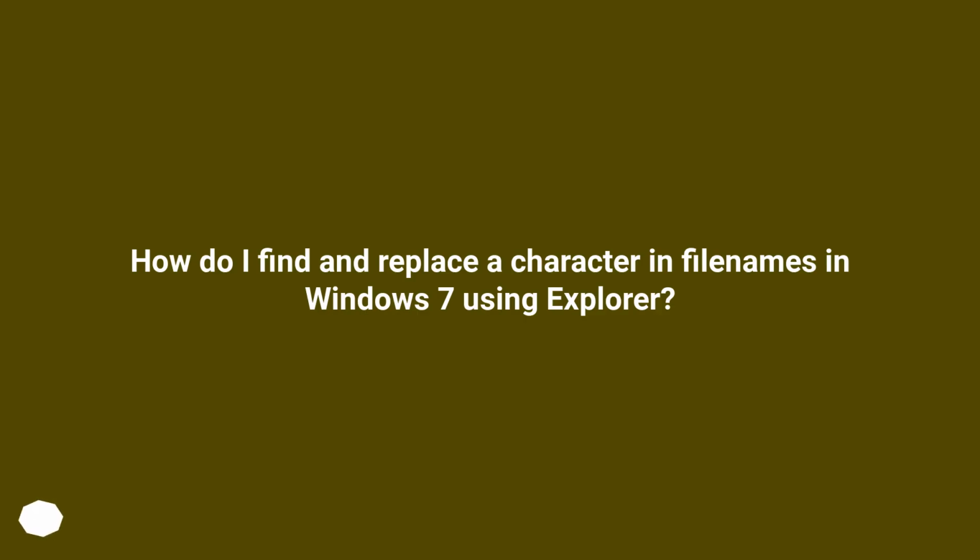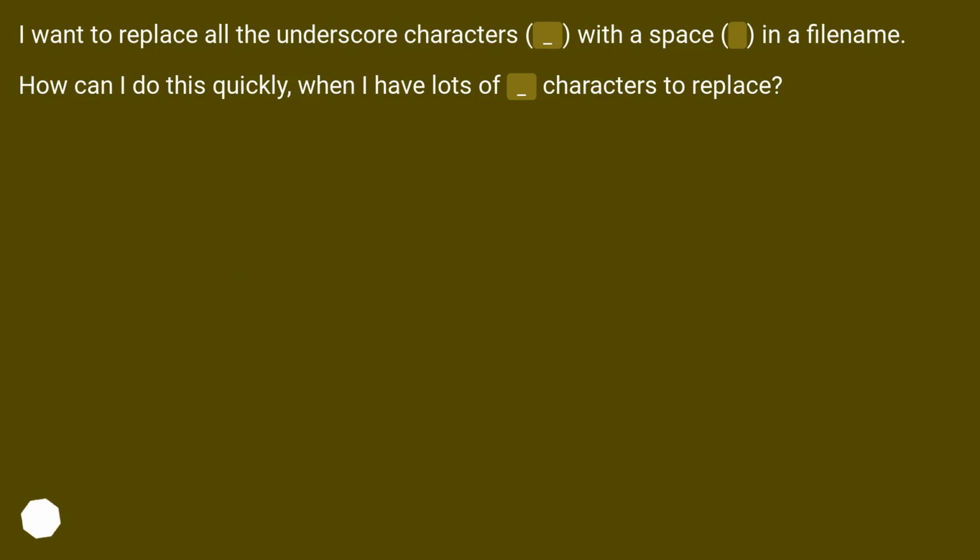How do I find and replace a character in filenames in Windows 7 using Explorer? I want to replace all the underscore characters, "_", with a space, in a filename. How can I do this quickly, when I have lots of underscore characters to replace?